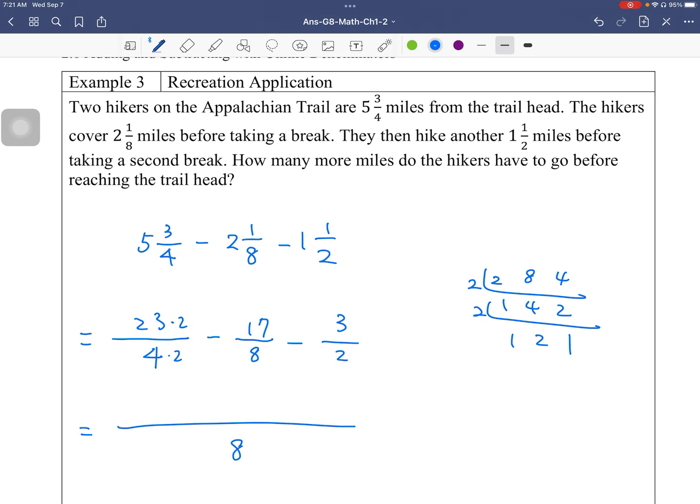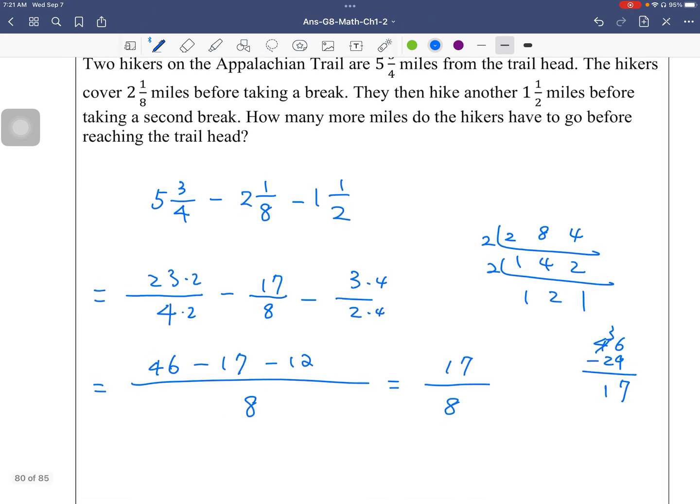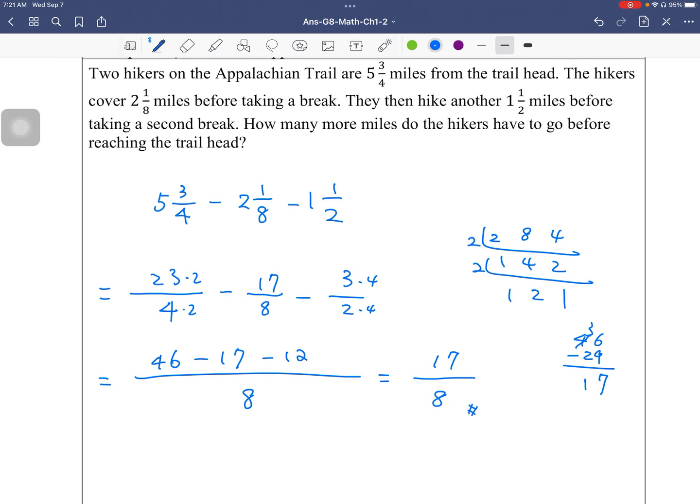So times 2, 46, minus 17, minus 3 times 4, 12, so over 8, 46 minus 29, 17. So the answer is 17 over 8 miles before they reach the trailhead. That's it.